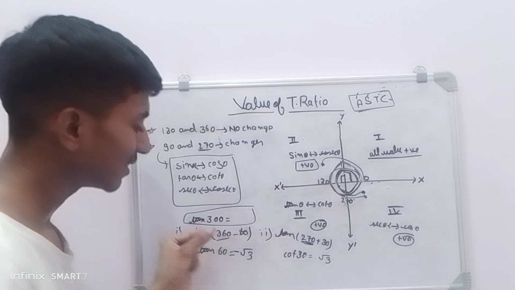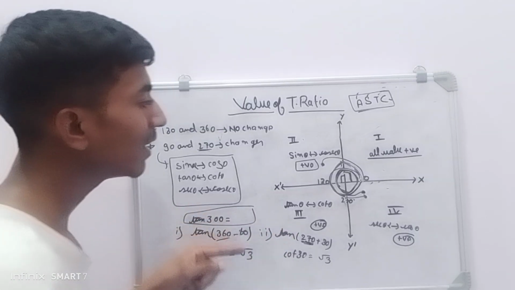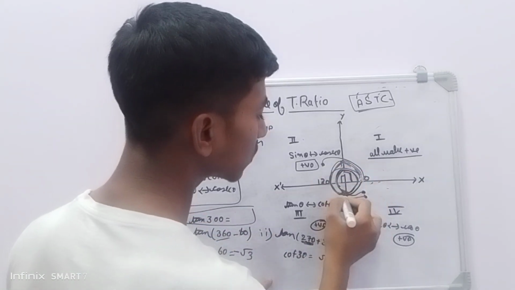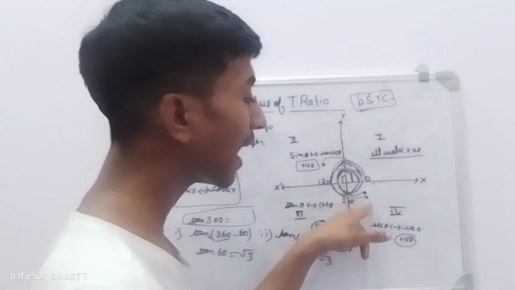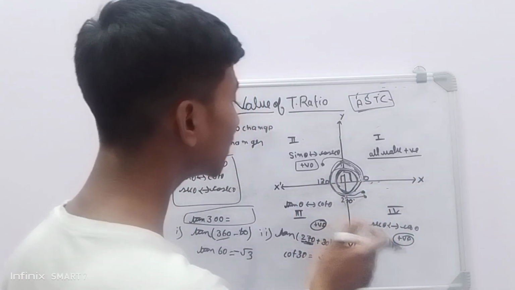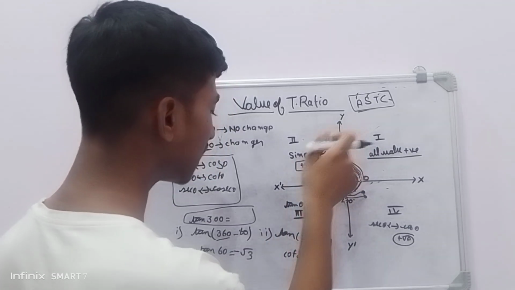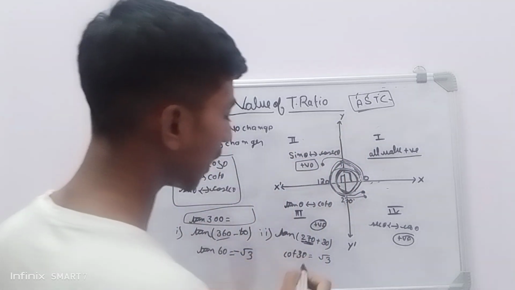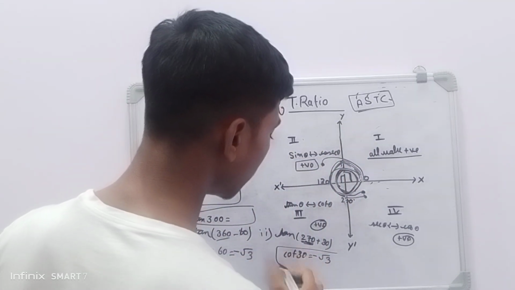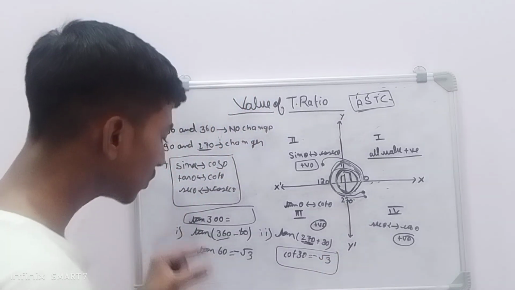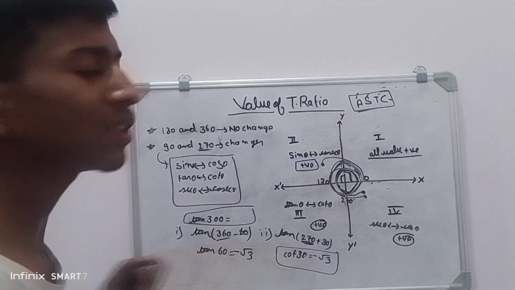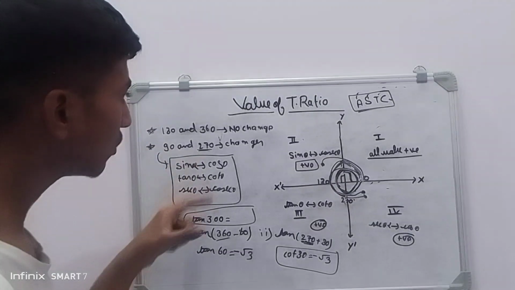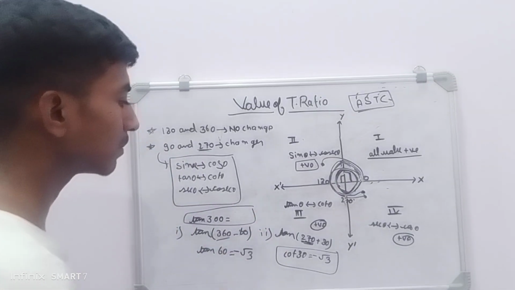But see, in which quadrant does tan 300 lie? It lies in the fourth quadrant, and in the fourth quadrant tan remains negative because it is only positive in the first quadrant and the third quadrant. So we have to write the answer as minus root 3. So in this case you also get minus root 3. So this is how you get the answers.